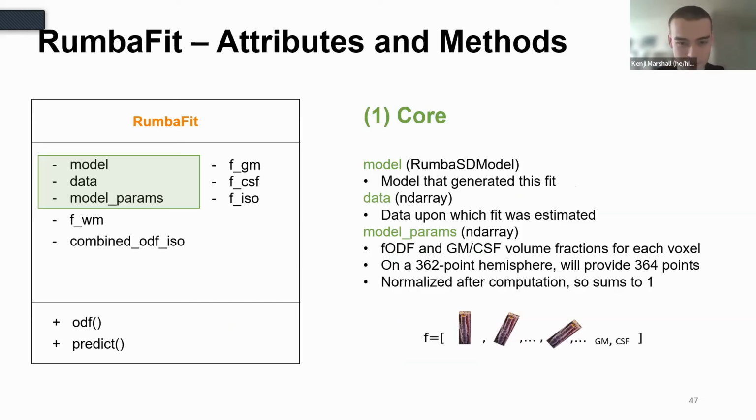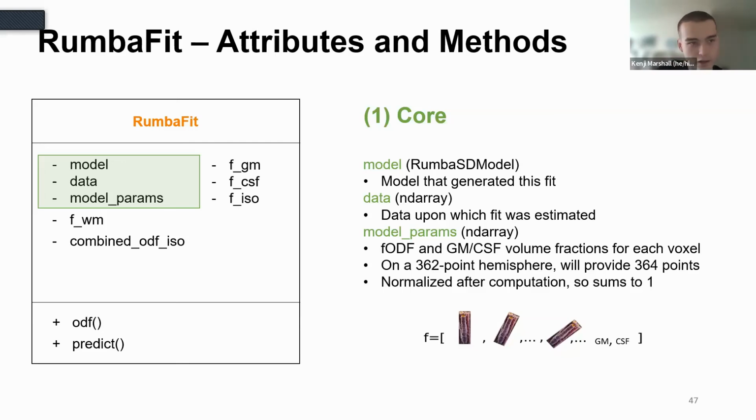And then this model params attribute is where all of the good stuff is stored. It stores the FODF and the gray matter and CSF volume fractions for each voxel. So in this example, we were using that 362-point hemisphere. This means that for each voxel, we'll have 364 points in this model params attribute. The first 362 will correspond to the FODF along these directions. Then the last 2 are your gray matter and CSF volume fractions, respectively.